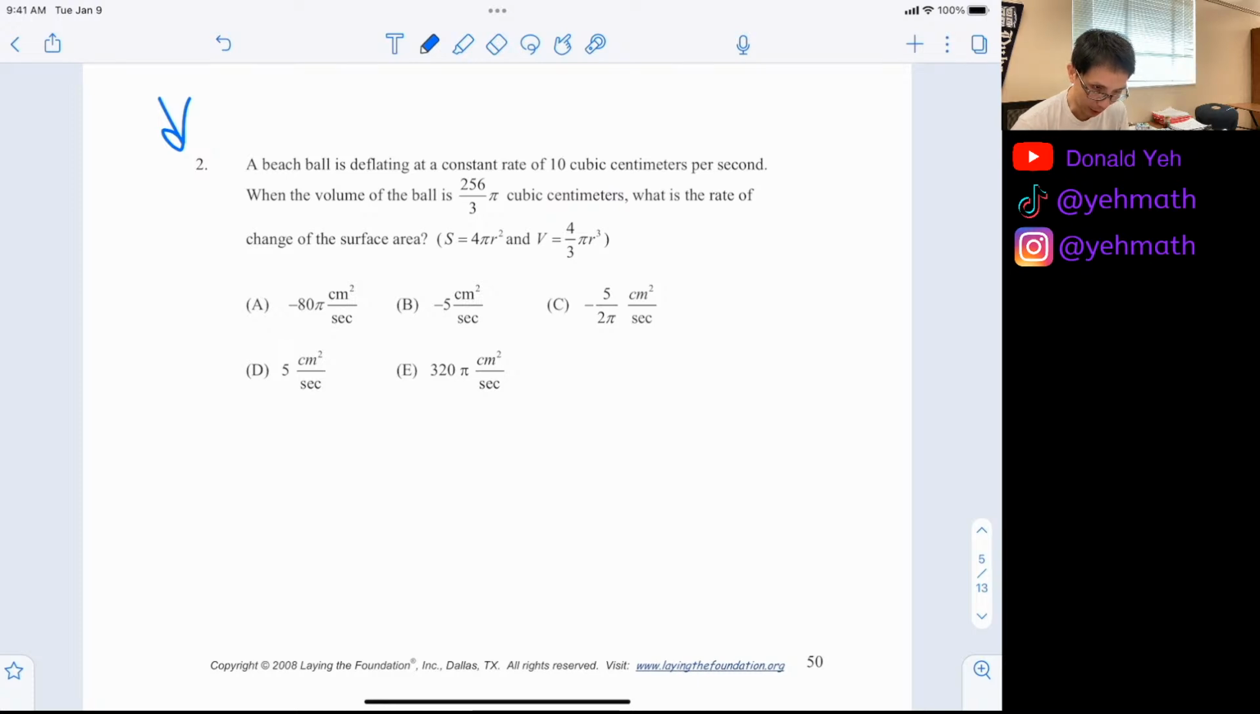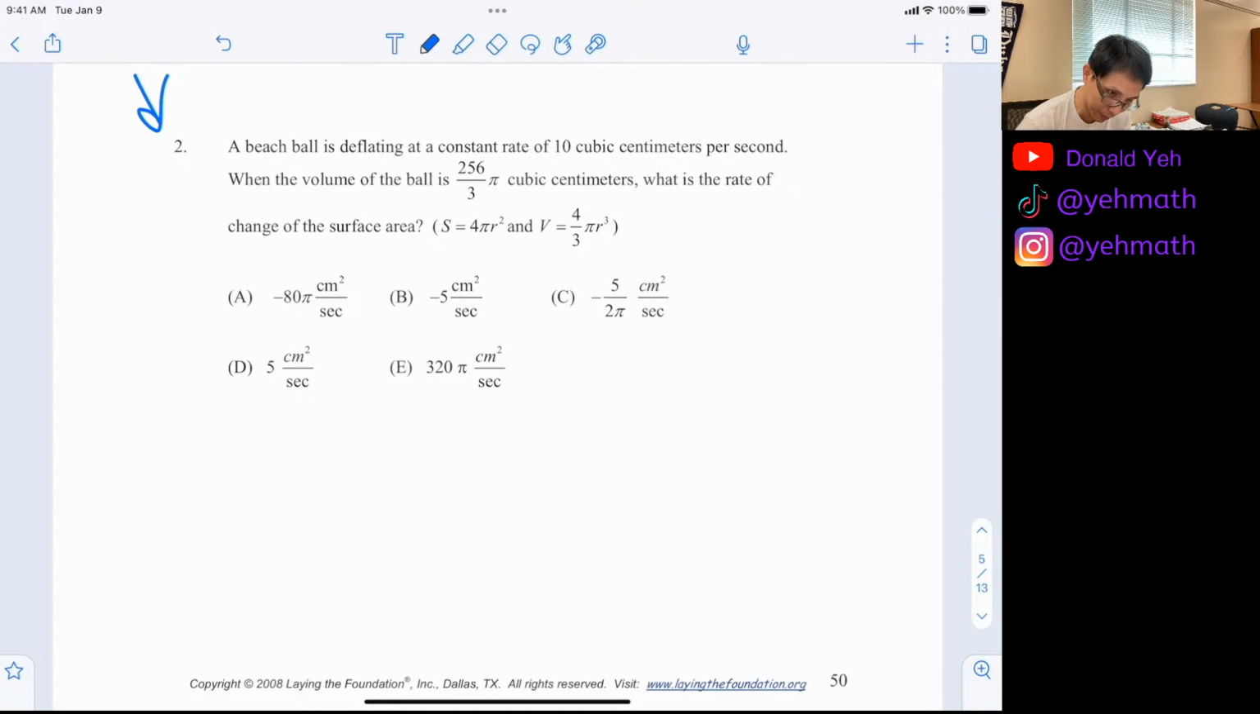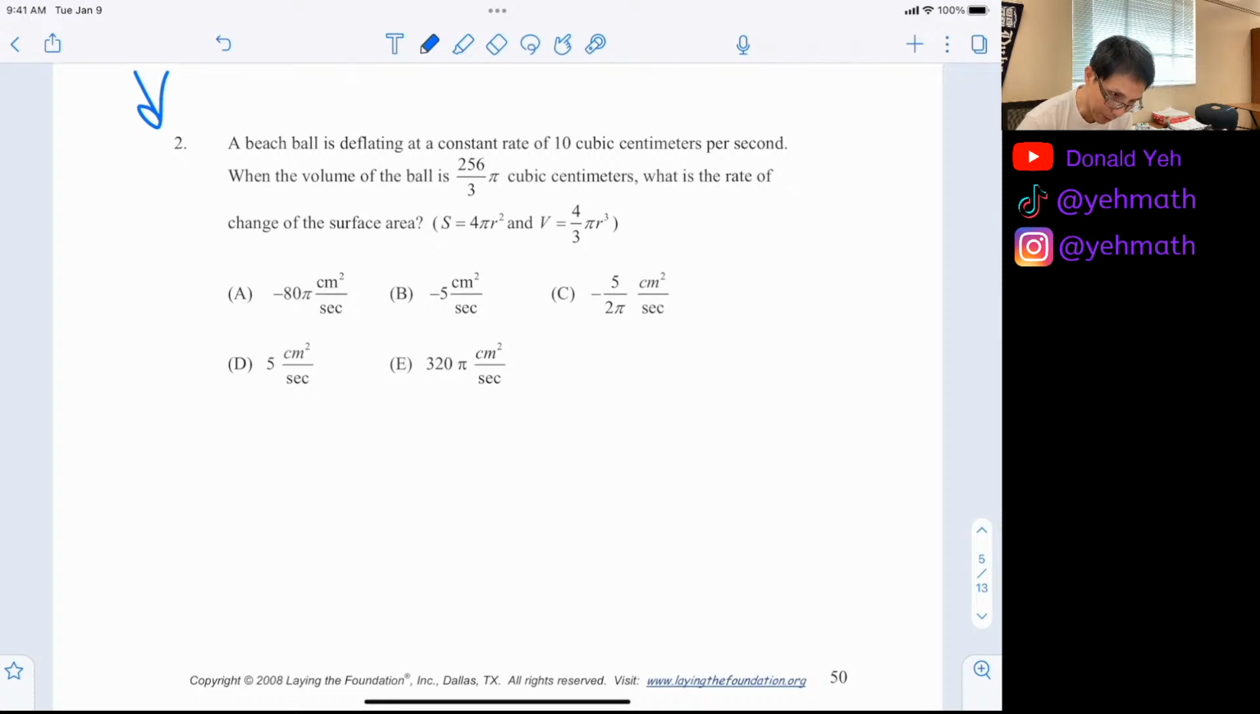I don't know if you guys did it right though. How comfortable are you with your answer for number 2? What did you guys get? I got B. You got B? I got B. Okay, let's see. B is -5. Yeah, has to be right. We'll see in a second.